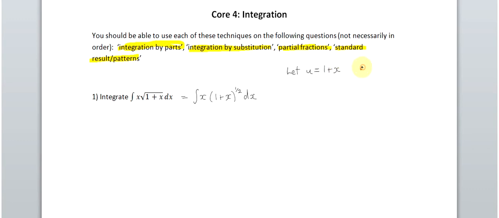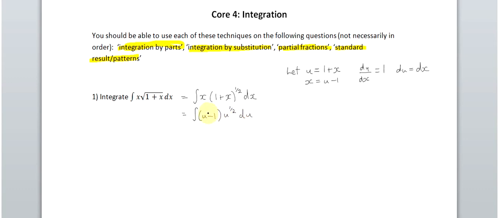Okay, so du by dx would be equal to 1, and let's see where that takes us. Now what are we going to do with x? I think I'm going to rearrange this for x, so x is equal to u minus 1. So I can replace the x with u minus 1, and then I've got 1 plus x, that is u to the power of a half, and if I rearrange this I get du equals 1 times dx, which means I can just switch the dx for a du.